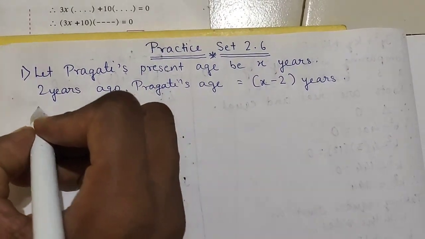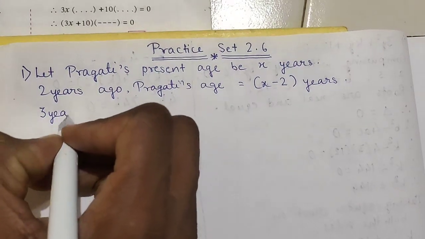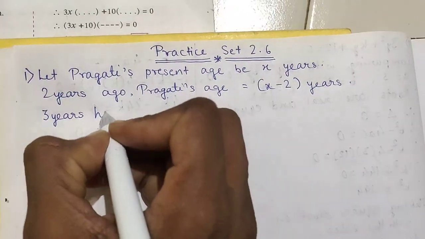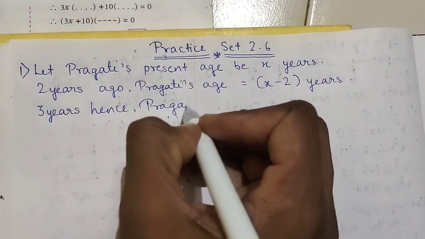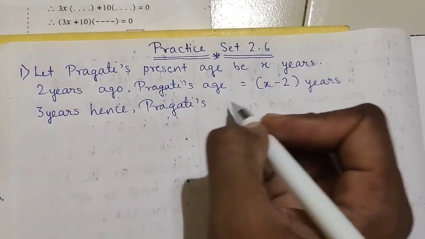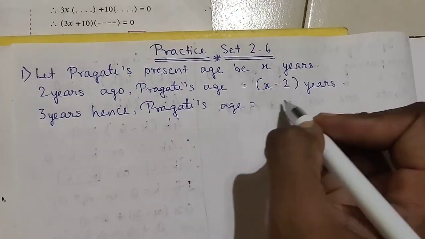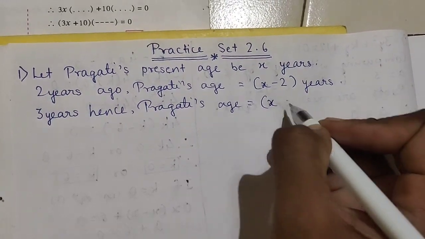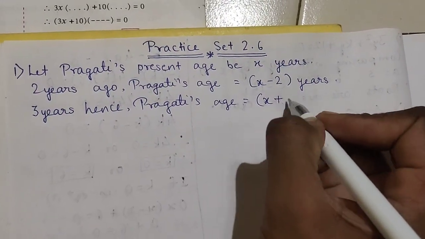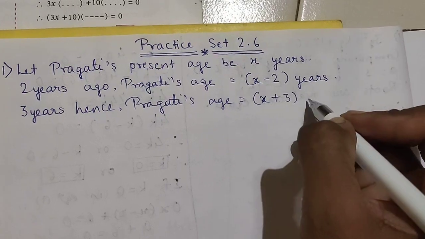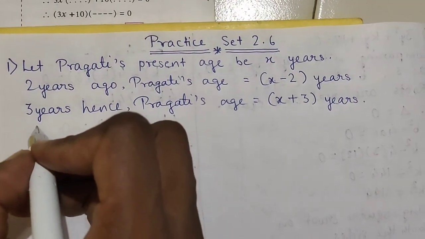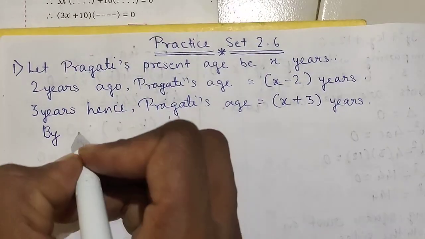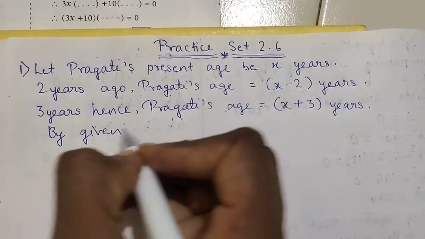Now what is there in the next condition? 3 years hence, that is 3 years after. What will be Pragati's age? 3 years after, that means your present age is x and you are going to move 3 years ahead, that is x plus 3. Okay, now by the given condition.